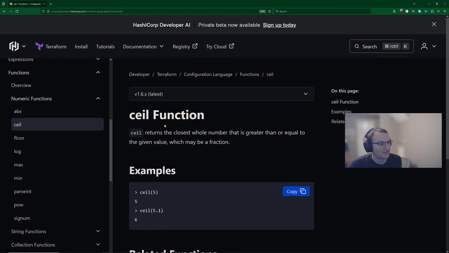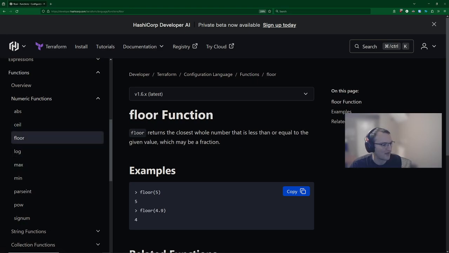The next function is the ceil function. This returns the closest whole number that is greater than or equal to the given value, which may be a fraction. So if you have a ceil of 5, the closest is 5. If you have a ceil of 5.1, it's going to round it up to 6. So it moves it up to the next whole number.